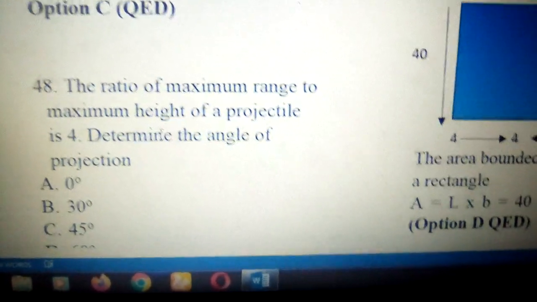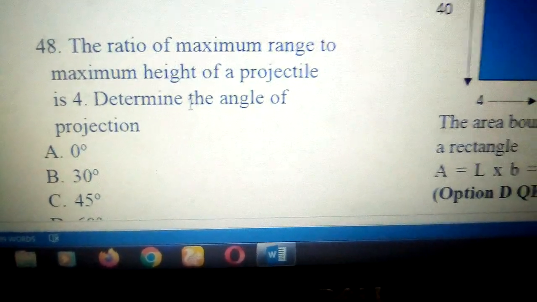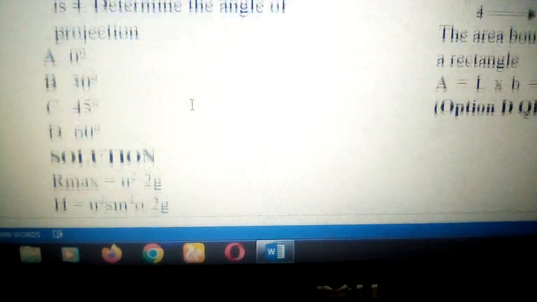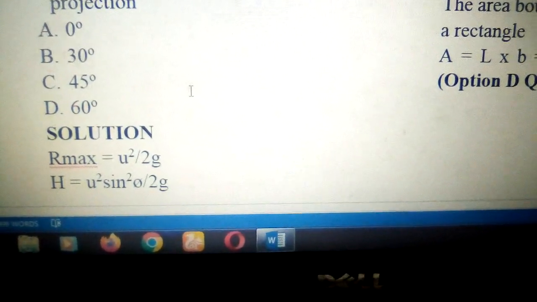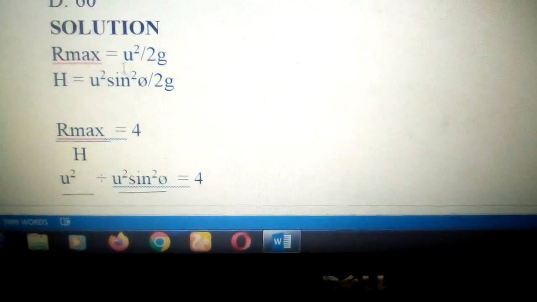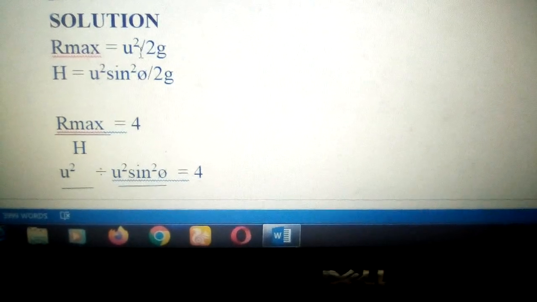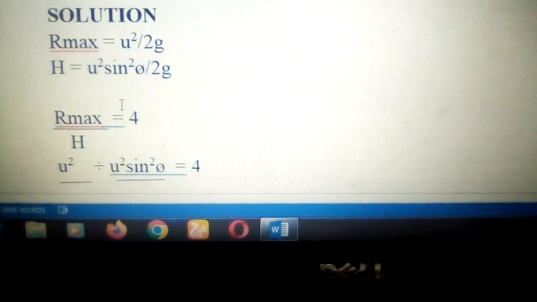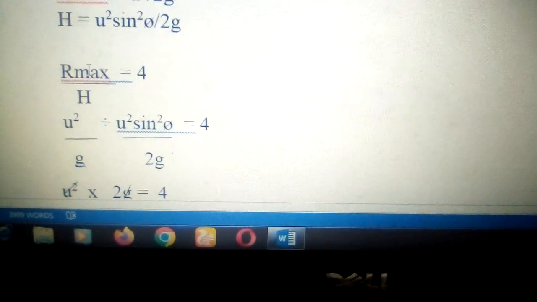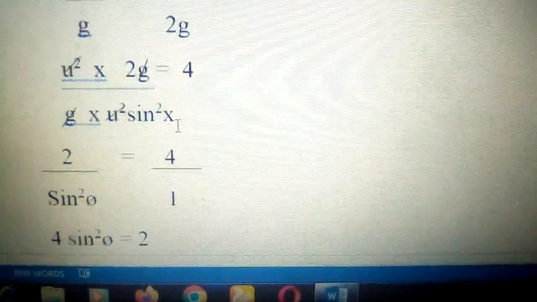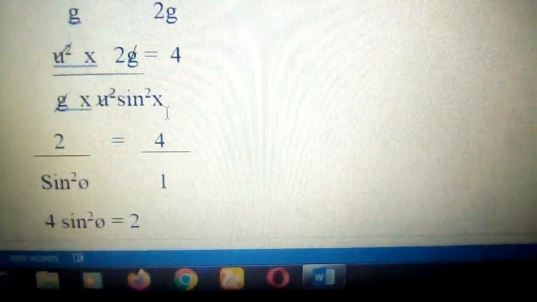Number 48 says the ratio of the maximum range to the maximum height of a projectile is 4. Determine the angle of projection. A, 0 degree, B, 30 degree, C, 45 degree, and D, 60 degree. The answer is C, 45 degree. How to prove that? Maximum range is given by u squared over g, where u is the initial velocity, and maximum height is given by u squared sine squared theta over 2g. Then the ratio of range to height equals 4. If you solve and put in the values accurately, looking for theta, theta will give you 45 degrees as your answer.